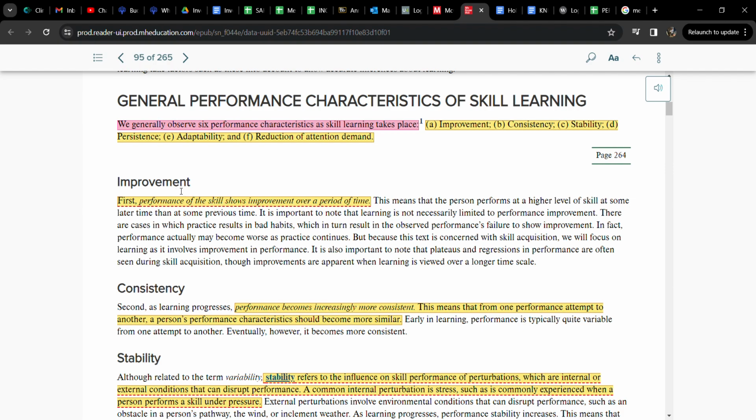Now if we talk about improvement, this seems like the most obvious one. As time goes by, your skill should get better. So we don't really need to spend any more time on that. Time goes by, should get improvement in your skill performance.